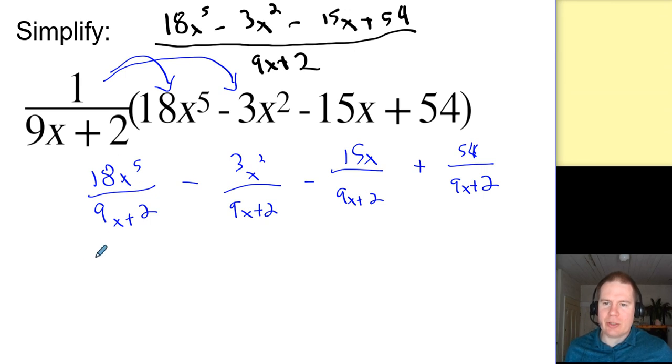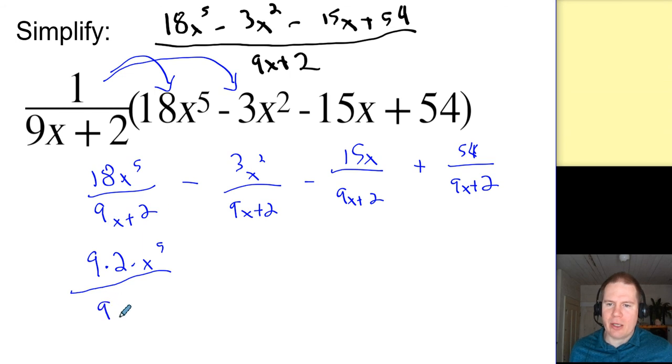18 is 9 times 2. But my denominator has a sum. Right? I can't cancel a 9 because this isn't something times 9. It's something times 9 then plus 2. Let's pick a number for x. Let's say x is 2. 9 times 2 is 18. 18 plus 2 is 20.